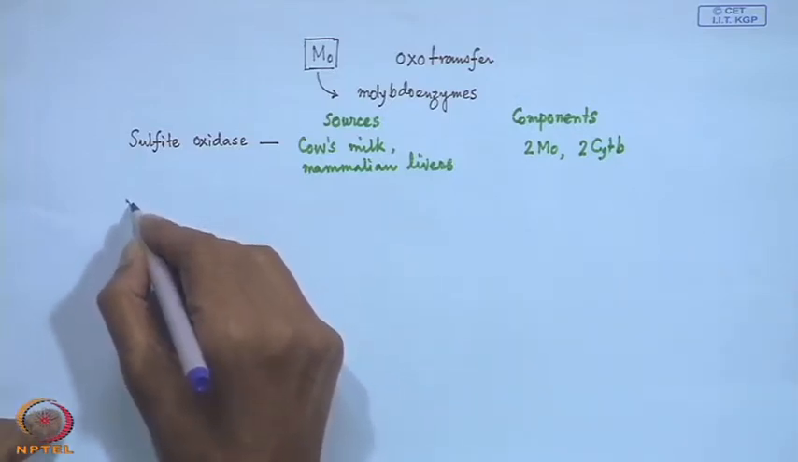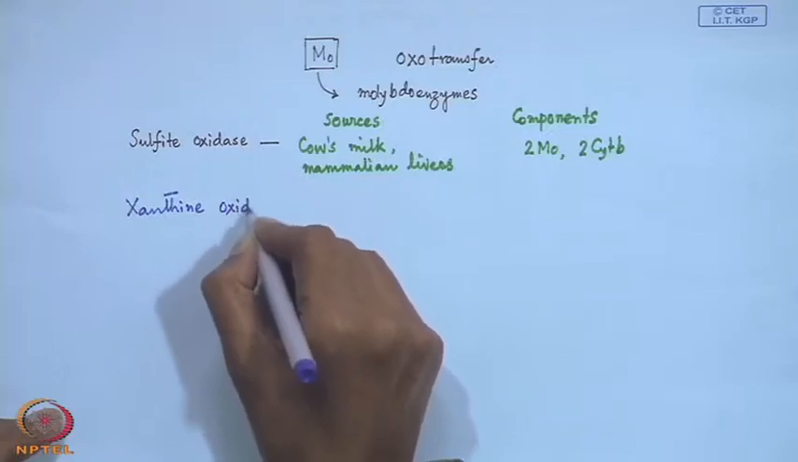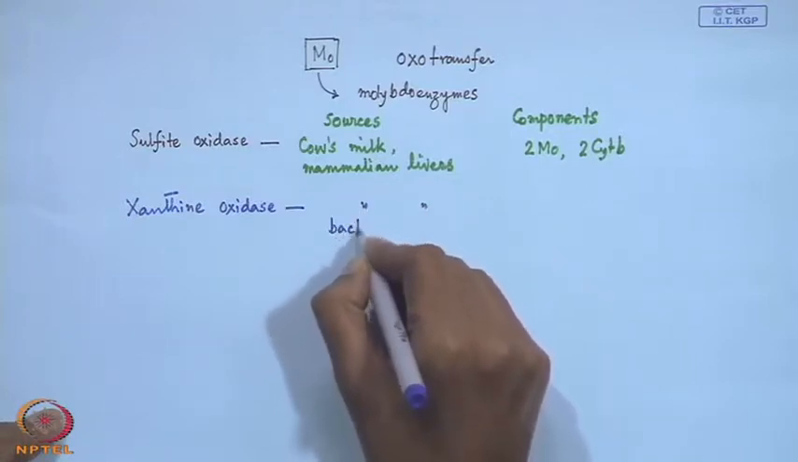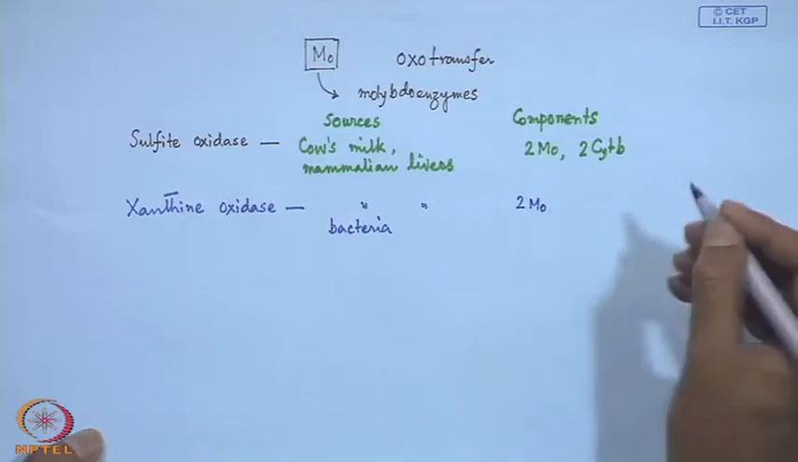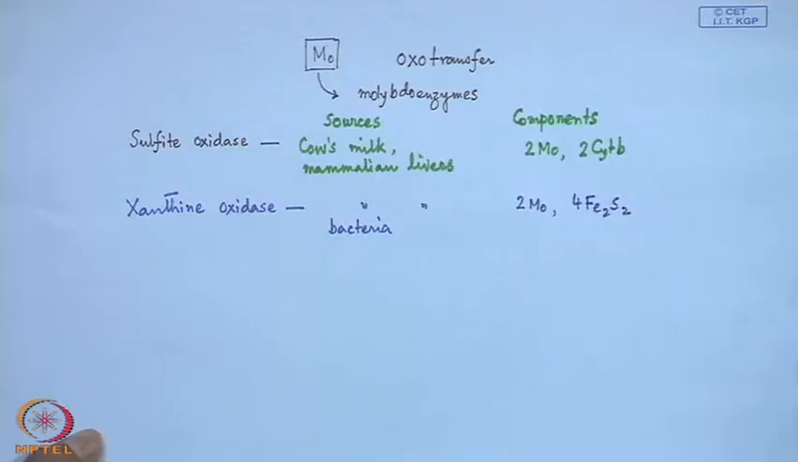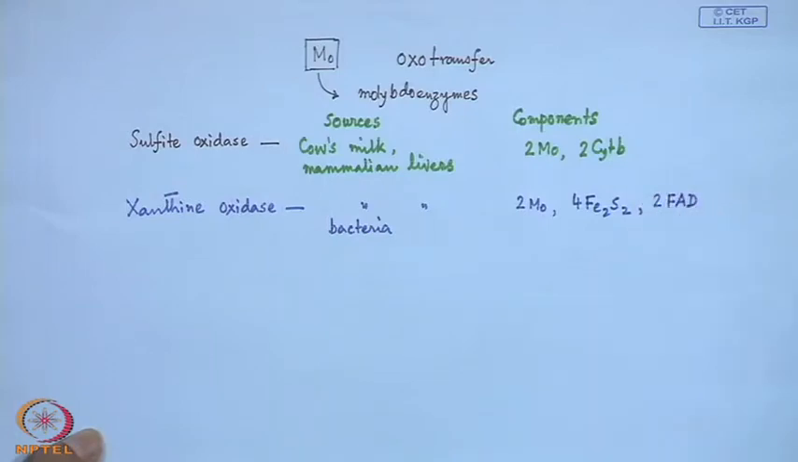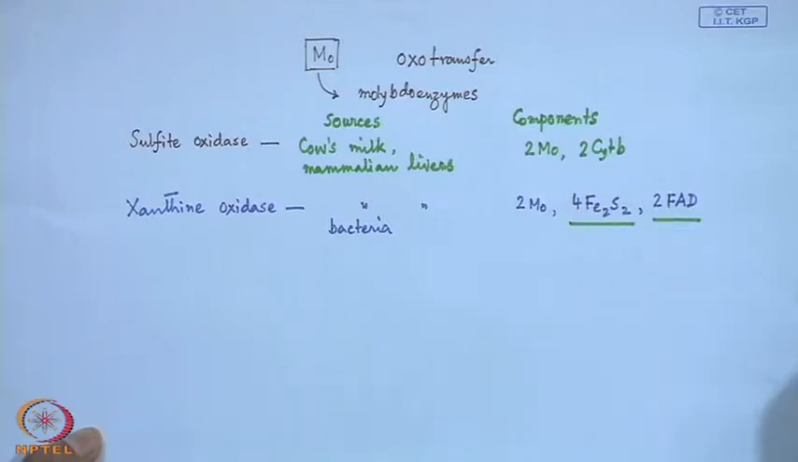And the next one which we will talk about is xanthine oxidase. Having similar sources, and we can get it from some bacteria also, and here also two molybdenum centers are present and 4 iron sulfur clusters. Instead of cytochrome B, we have iron sulfur clusters and flavin adenine dinucleotide. These provide the right number of electrons at the right potential to the molybdenum centers. So, these are the centers responsible for transferring electrons to the molybdenum center.